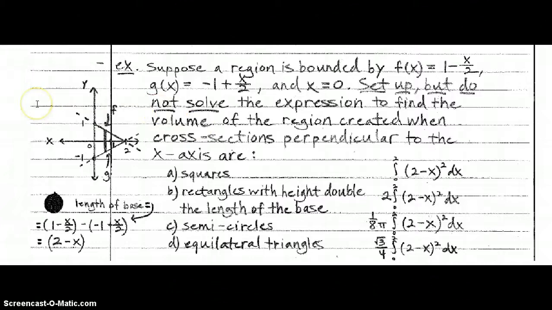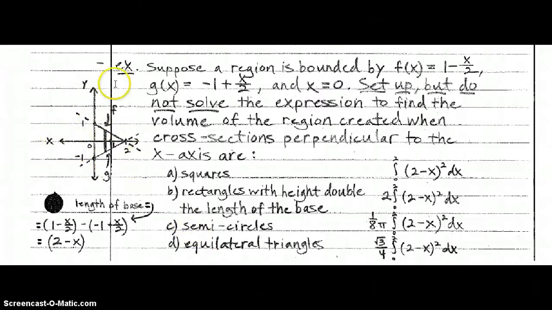Suppose a region is bounded by f of x equals 1 minus x over 2, g of x equals negative 1 plus x over 2, and x equals 0. Set up, but do not solve, the expression to find the volume of the region created when cross-sections perpendicular to the x-axis are squares, rectangles with height double the length of the base, semicircles, and equilateral triangles. So, as with any area or volume problem, the first thing we want to do is get an idea of what our region looks like.